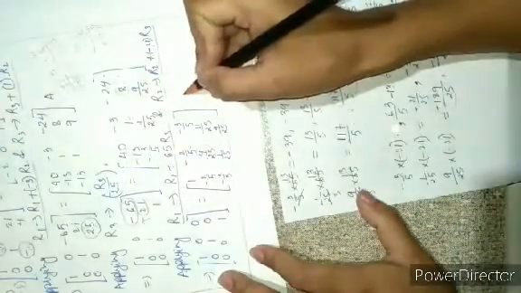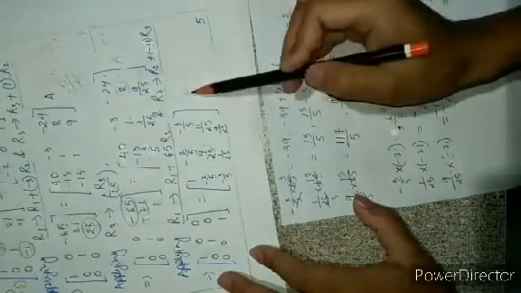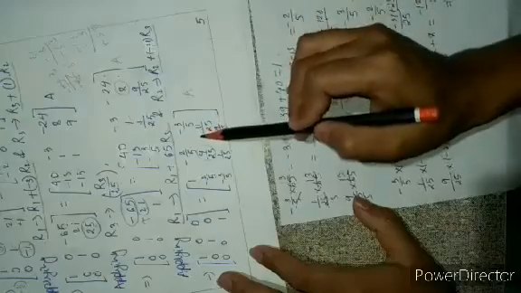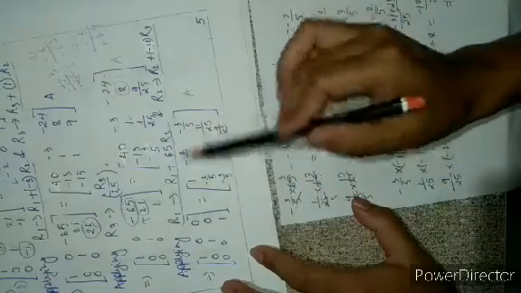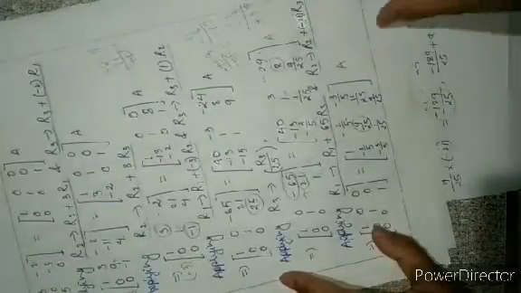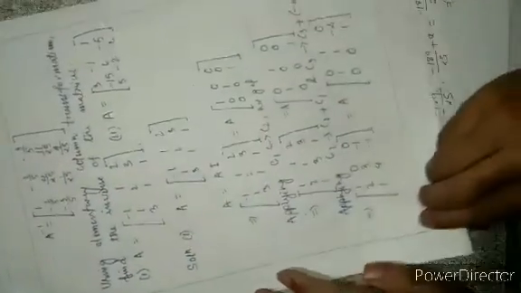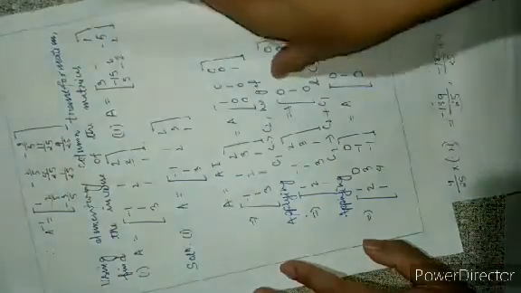This is the matrix; the elements multiplied give the identity matrix. This is the inverse of the given square matrix A. Therefore, these are the elements of A inverse.